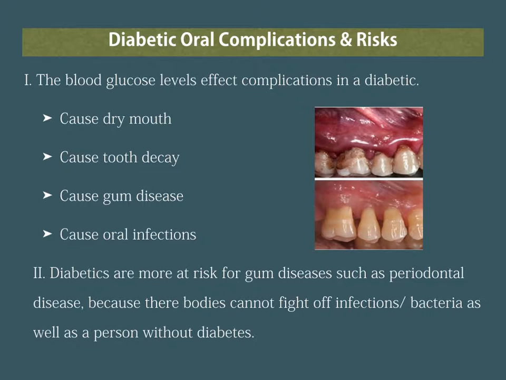Diabetics are more at risk for gum disease, such as periodontal disease, because their bodies cannot fight off infections or bacteria as well as a person without diabetes.